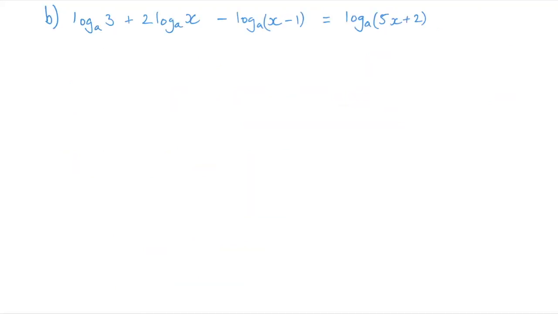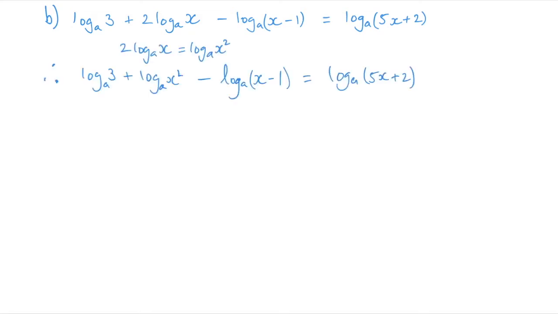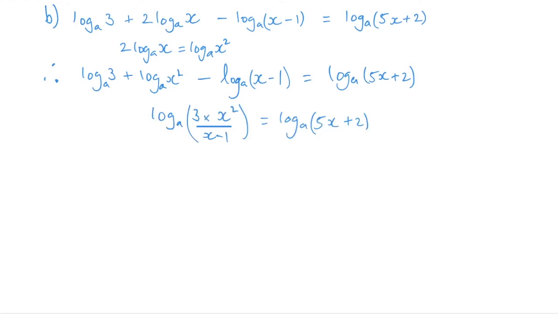We can begin the solution of this question by simplifying the left-hand side of the equation using the laws of logarithms. Firstly, we notice that 2 log of x is the same as log of x squared. And using the addition and subtraction laws of logarithms, we can simplify the left-hand side further. Now, since both of these logarithms are equal, it follows that the functions within each logarithm must be equal. And this has now reduced the equation to being a quadratic equation.